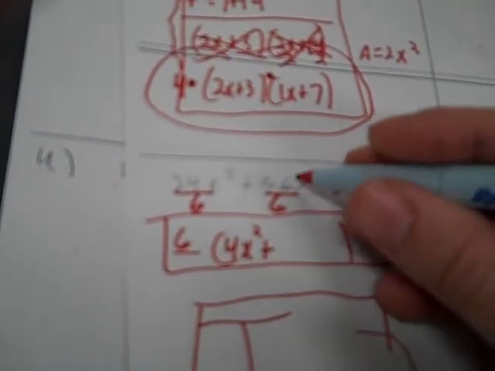So that's 4, and that needs x to the second power behind it. That's going to be 96 divided by 6 is 16, and that needs x behind it. 90 divided by 6 is 15, okay? Now we can cross that out.